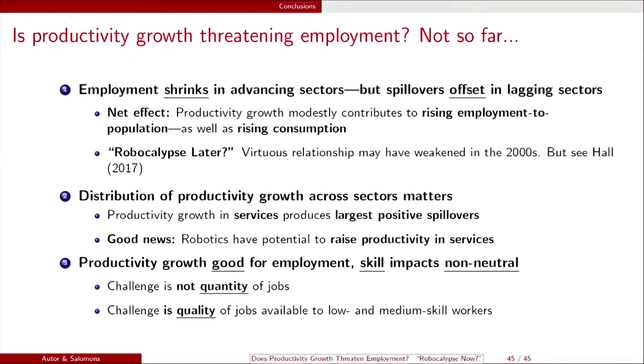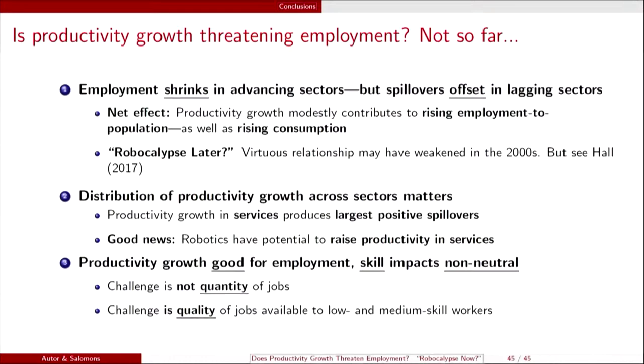And let me be clear, this is the sort of class of models I was raised on. The answer was tautologically yes. These are full employment models. All productivity growth is labor augmenting. That had to occur. A new class of model says lots of things could happen.